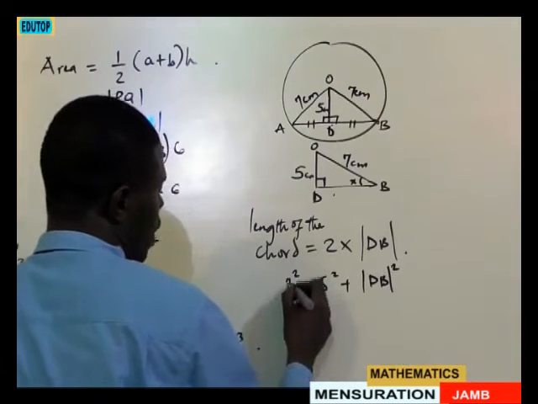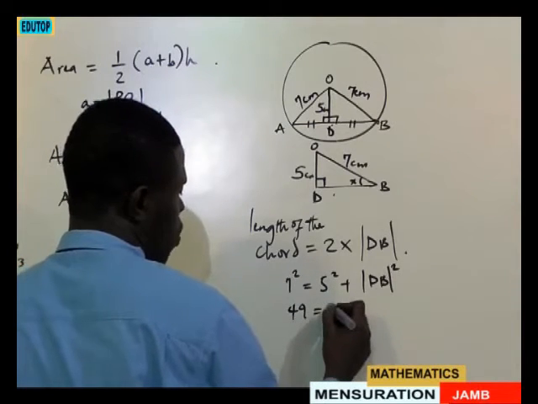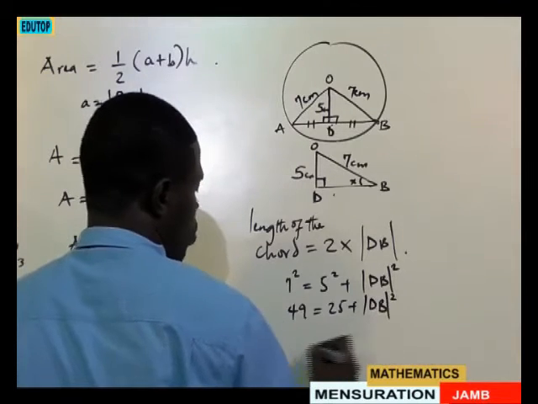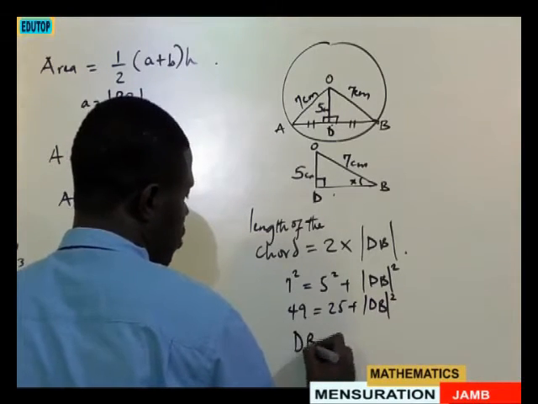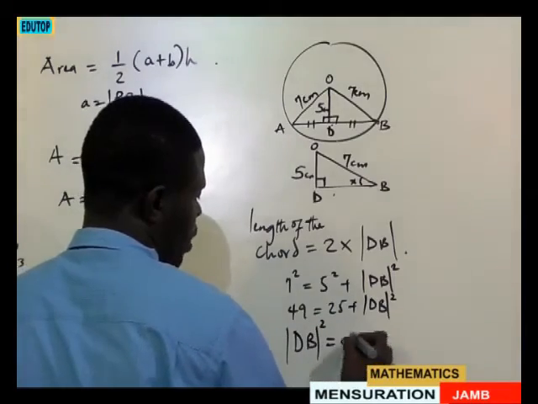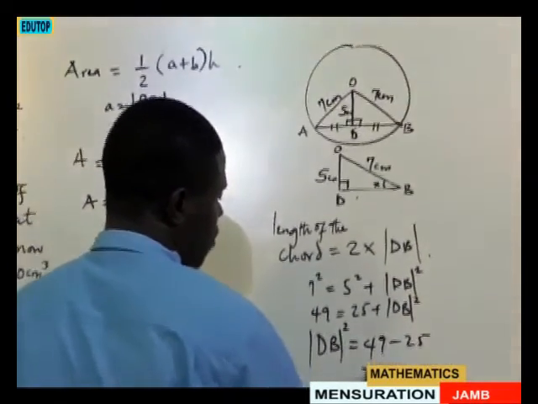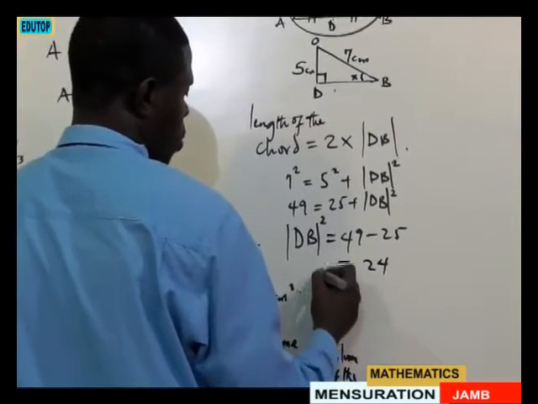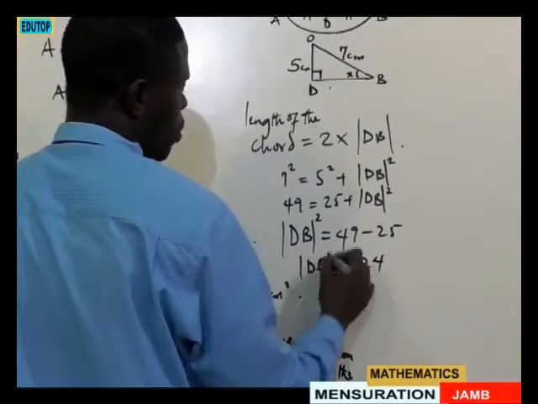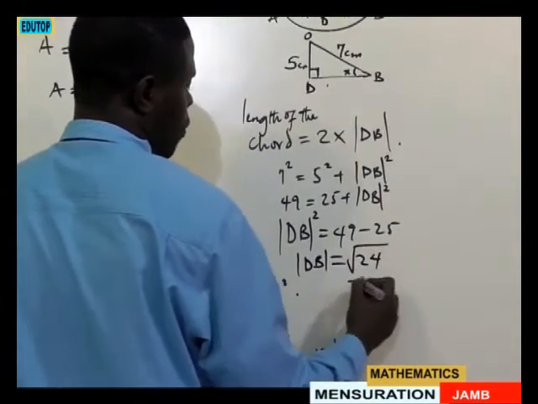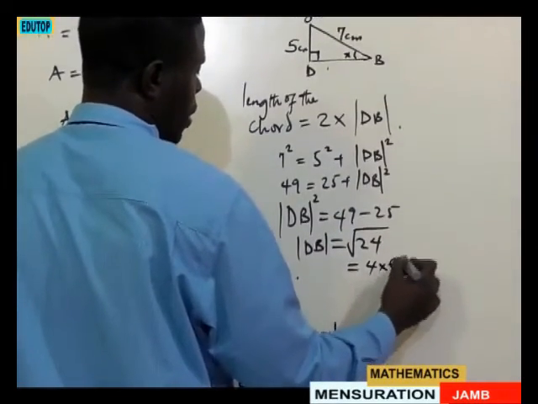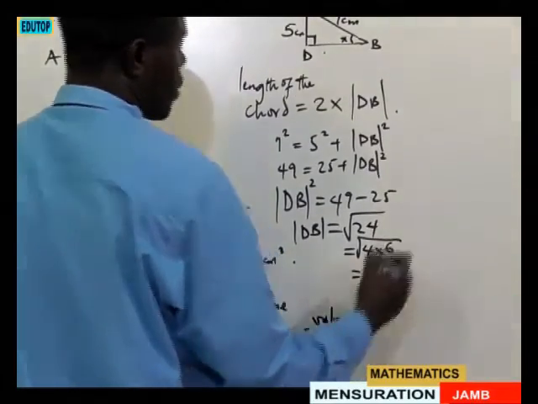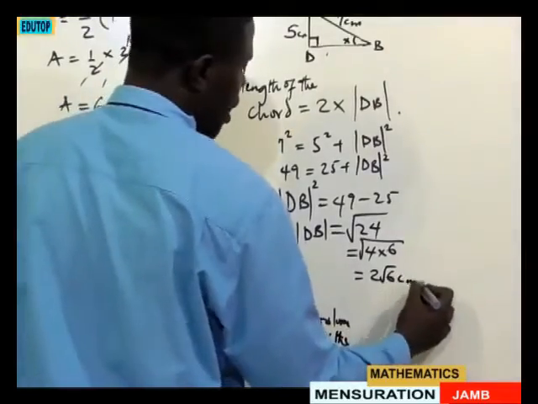So what is 7 square? That's 49. What is 5 square? That's 25 plus dB square. So I can make dB square the subject of the formula, and that will be 49 minus 25. That is 24. So my dB will be the square root of 24, which is square root of 4 times 6. The square root of 4 is 2. So that is 2 root 6. So 2 root 6 centimeter is the dB.